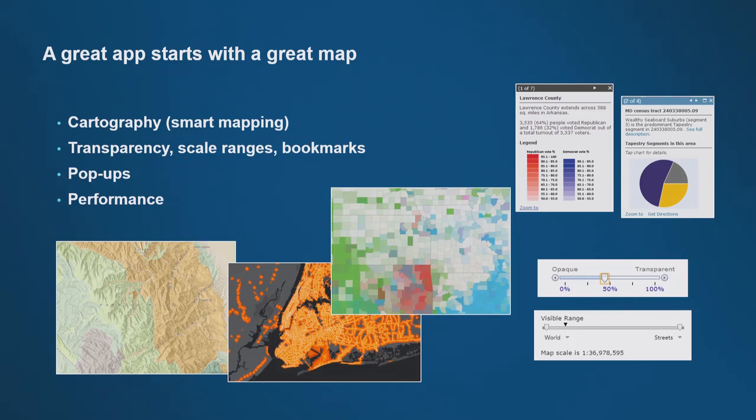But more than that, it's also about performance. So there's various ways that you can publish your data, hosted feature tiles, hosted feature layers. Now there's vector tiles. There's lots of different ways that you can publish that.